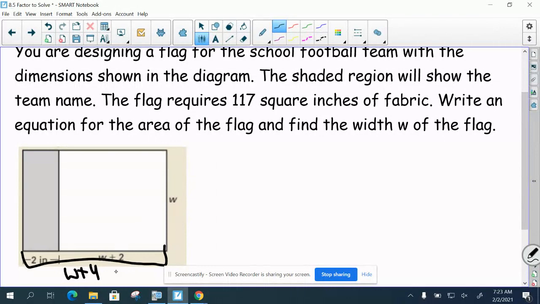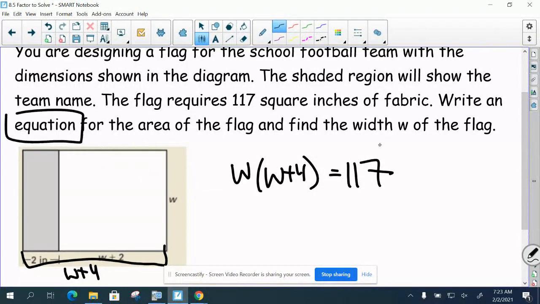So area, length times width, or width times length, would be w times w plus 4. And I usually write the monomial first and then the binomial. And then that's equal to the area, which is 117. And I know to set it equal to 117 for this example because it says to write an equation. So we need to have it equal to something. So in order to solve, we'll need to get it all equal to 0.